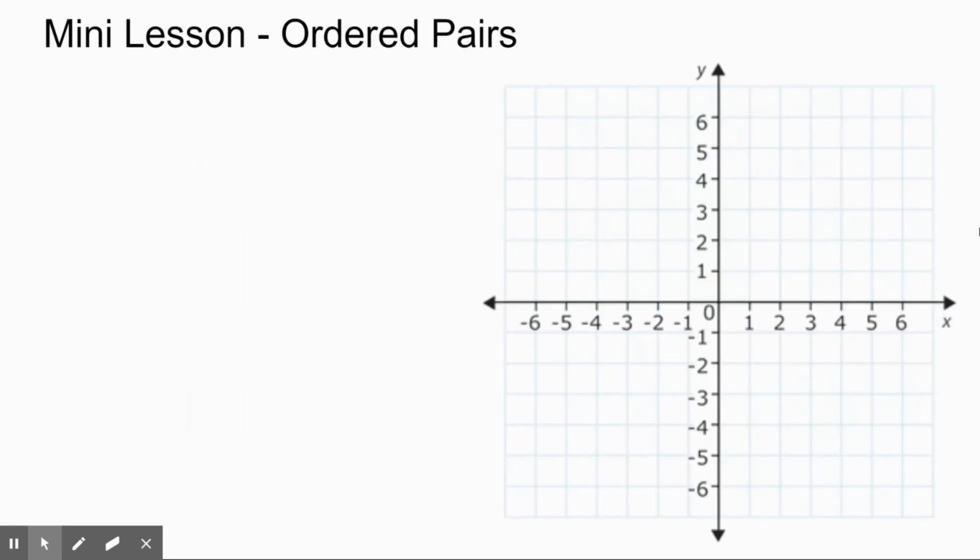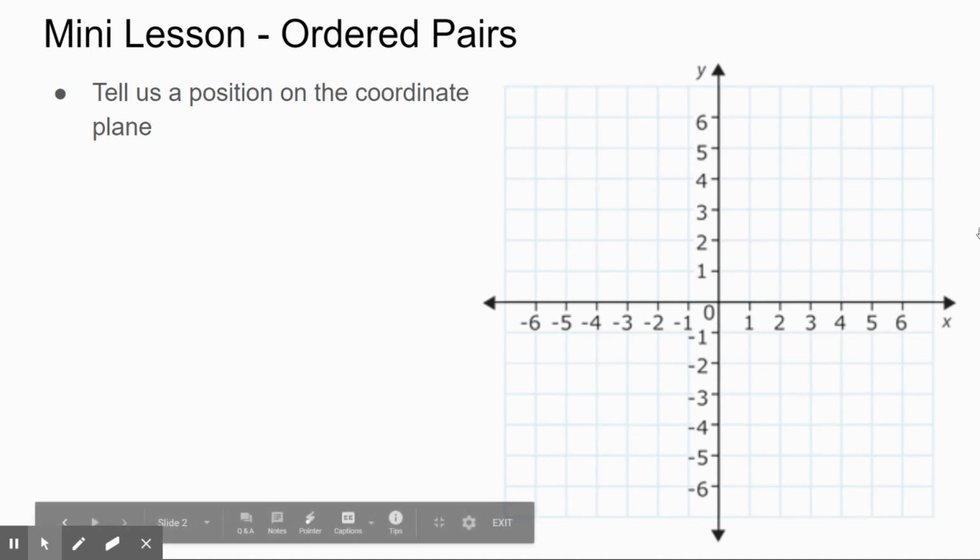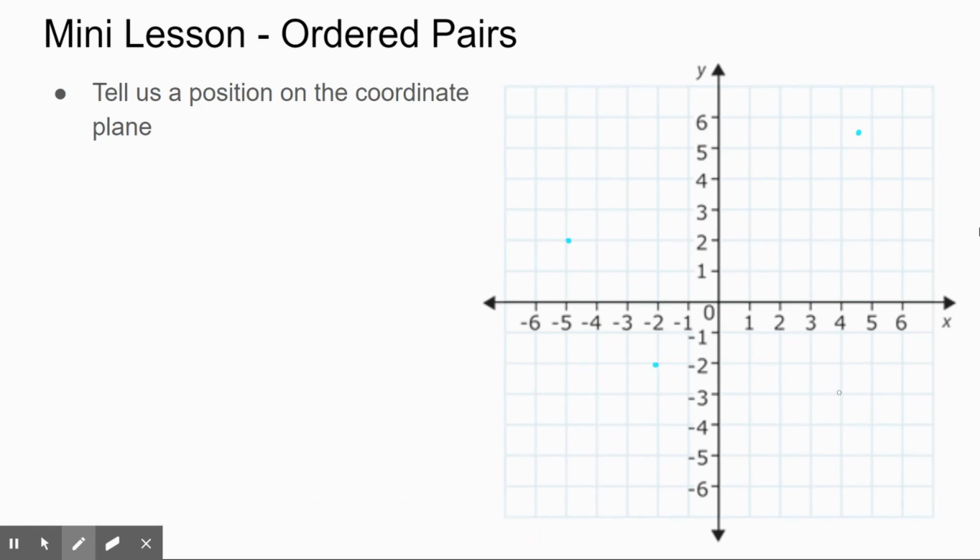So, for ordered pairs, let's talk about what an ordered pair is to start with. First of all, an ordered pair tells us a position on our coordinate plane. So we see our coordinate plane here. We could have a point somewhere over here, one over here, one over here, or over here. What we know about quadrants is going to help us figure out which quadrant it should be in.